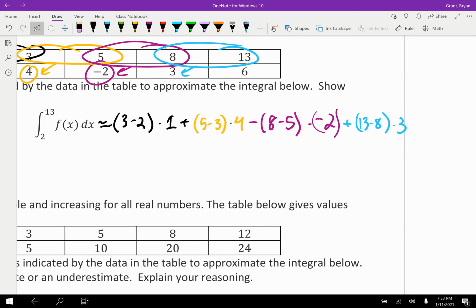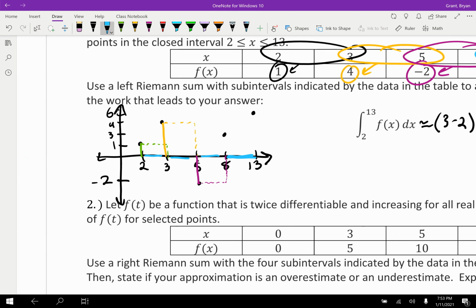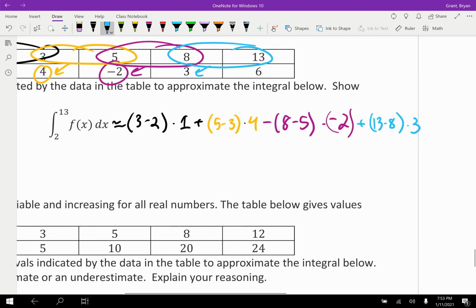Also note that we did not use the last endpoint here because with left Riemann sums, we exclude the final right endpoint. Okay, cleaning this up then, the integral from 2 to 13, so measuring the area beneath the graph, is approximated by, well, 3 minus 2 is 1, 1 times 1 is 1, right? And then this next one, 2 times 4 is 8.